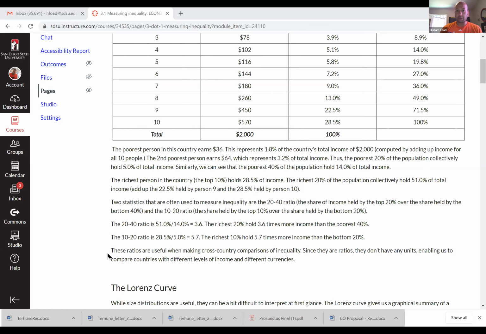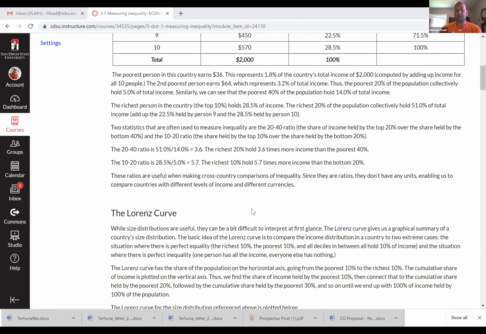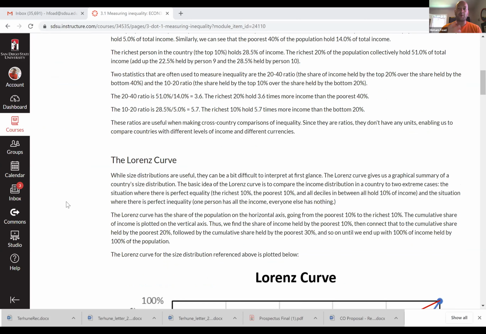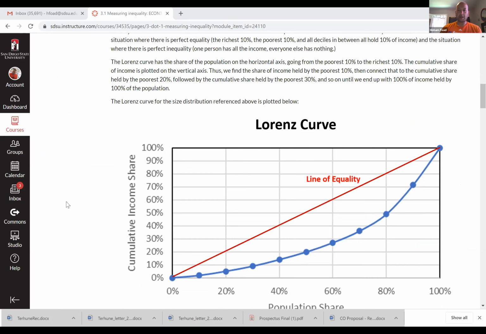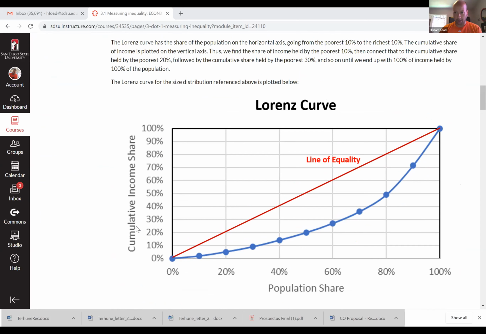Okay, so size distribution is certainly useful, but it's a bit much when you're looking at all those numbers to immediately be able to get a sense of inequality. Something that can be a little bit more useful is what's known as a Lorenz curve. So a Lorenz curve basically is a visual representation of a size distribution. So what we're doing with the Lorenz curve is simply graphing out the cumulative income shares held across the population. So basically, here's an example of a Lorenz curve. And we're going to go through and actually draw a couple ourselves.